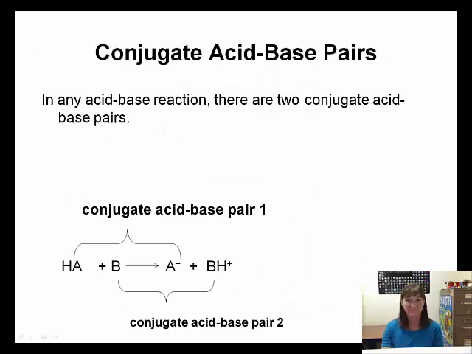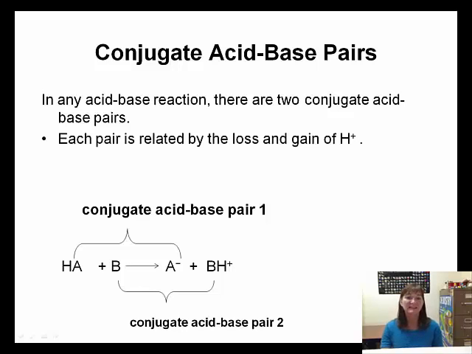Okay. Conjugate acid-base pairs. In any acid-base reaction, there's going to be 2 conjugate acid-base pairs. Each pair is going to be related by the loss or gain of a hydrogen. So let's look at the reaction down here. This is a generic formula that we use for an acid, because I have an H first, and this would be the anion that the hydrogen ion's on. And then a capital B is just the generic variable we use for a base.